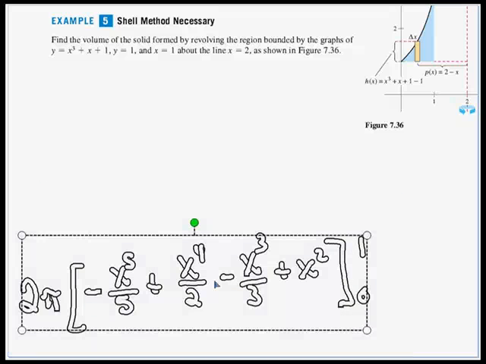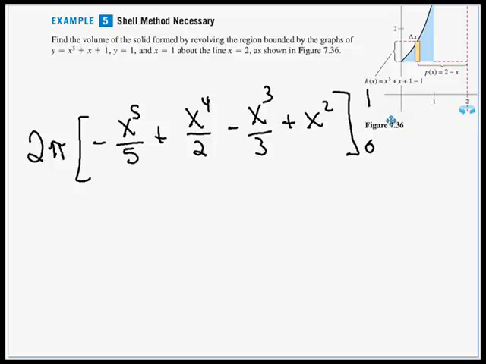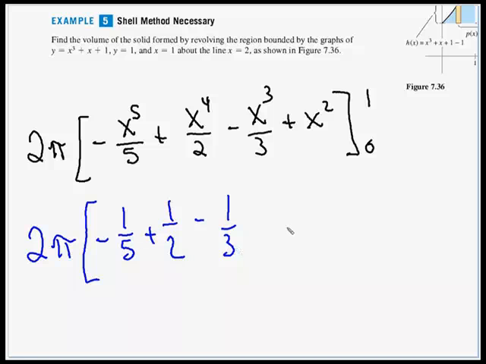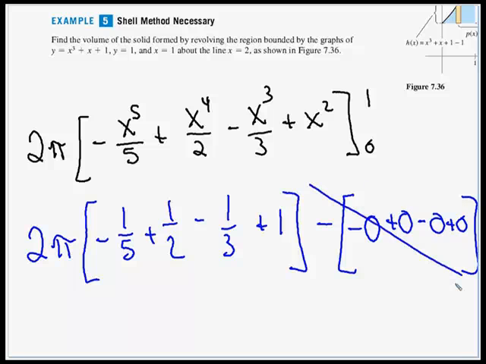And this shouldn't be too bad to evaluate. Our upper limit is 1, our lower limit is 0, and when we plug that 0 in, every term will just be wiped out. So, plug in the 1 first. Negative a fifth, plus a half, minus a third, plus 1. And just for completeness' sake, if we plug in the 0, we'd have minus 0 plus 0 minus 0 plus 0, which is all meaningless. That goes away. So we work in the brackets, combine up all those fractions, multiply by the 2 pi, and you'll wind up with 29 pi over 15.